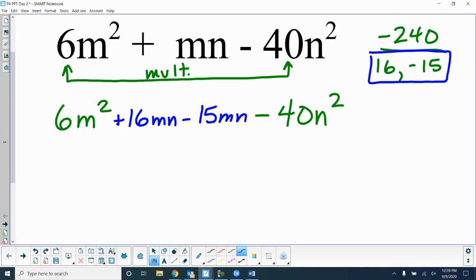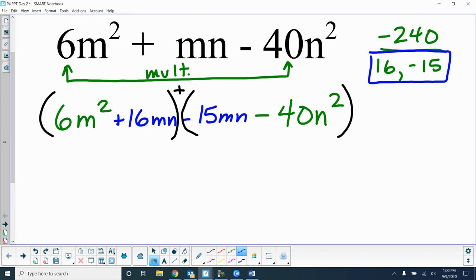Okay? And then we group. Okay, first 2, last 2. When we group, if this third term is a negative or a minus in front of it, put it inside the group. And then you can just separate them by a plus sign now. If I would have written it negative 15mn plus 16mn, that would have been okay. Then I just put the parentheses there. I don't have to worry about there's no negative to worry about putting inside there. So then we just go back and pull out GCFs.